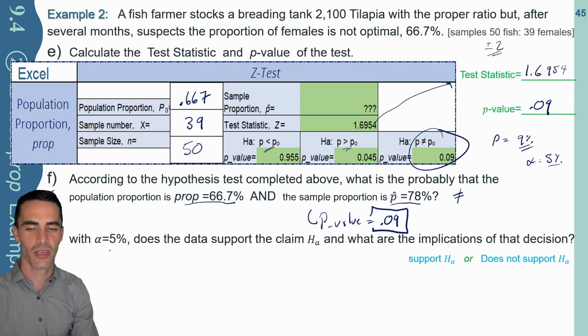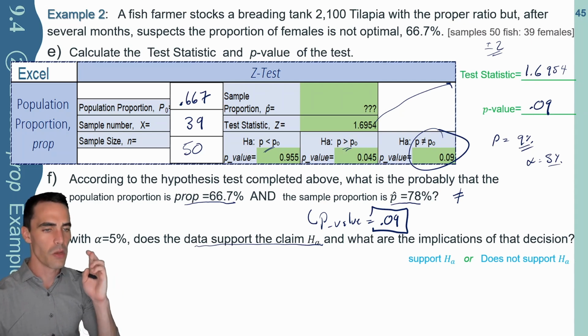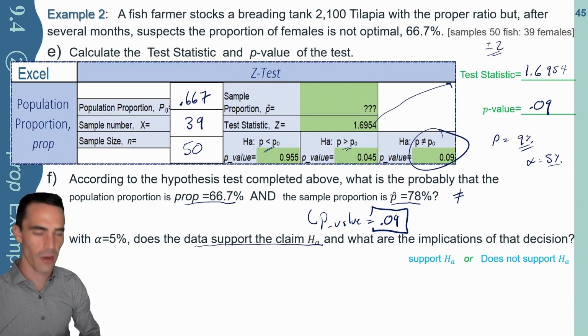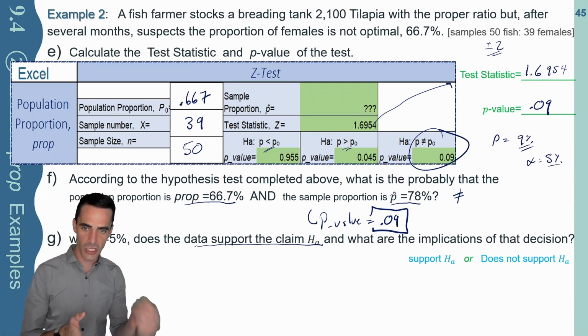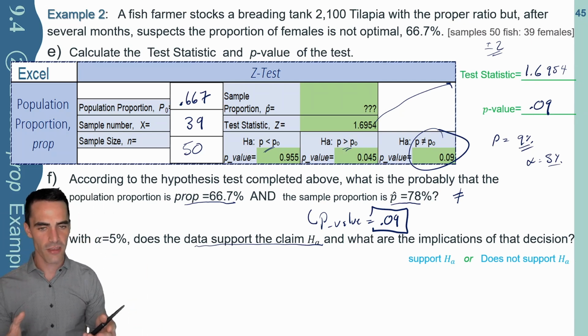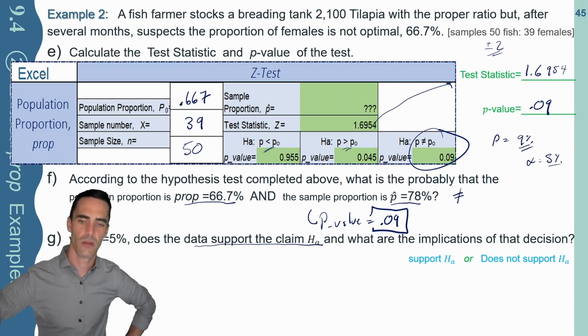So here's the conclusion. With a 5% level of significance, does the data support the claim? That's what we're hoping. And what are the implications of this decision? We're excited, right? We gathered all these fish up, we checked their sex and identified how many of them were female. We have a p-value, and now it's time to get up there and say, all right, people, my claim is justified. Or is it?